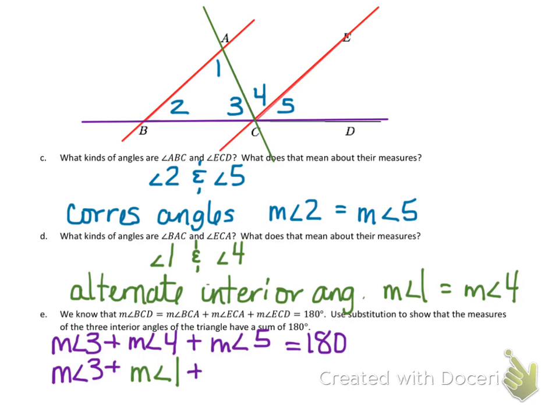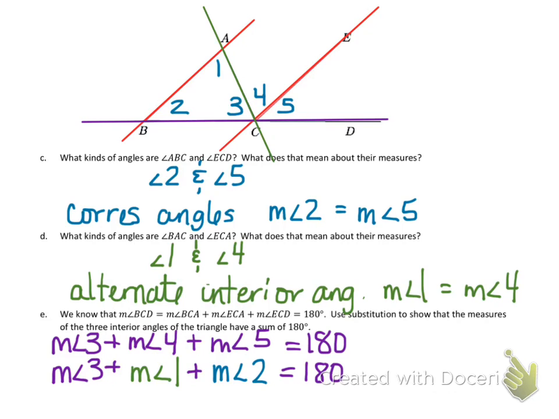In the same way, the measure of angle 5 is equal to the measure of angle 2, so I can substitute that measurement right there. And when I do that, I know that that's still 180 degrees. And the reason I can do that is substitution.